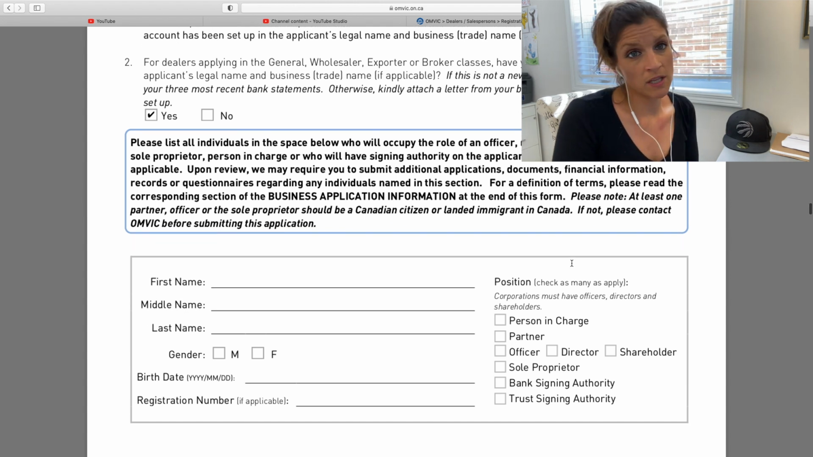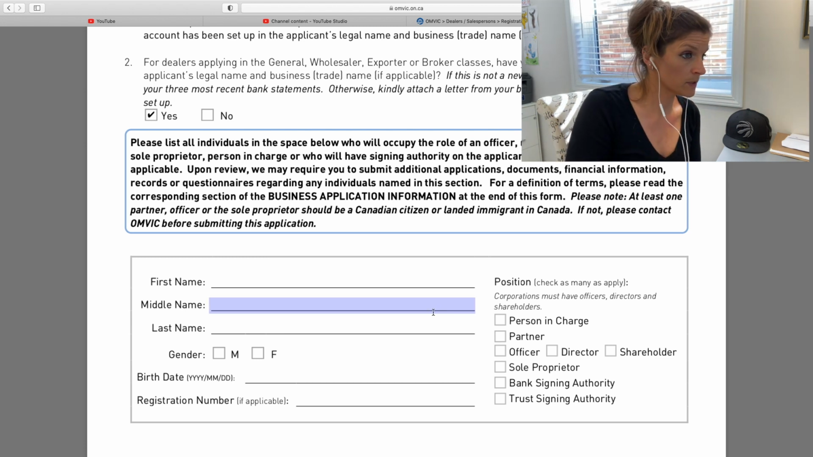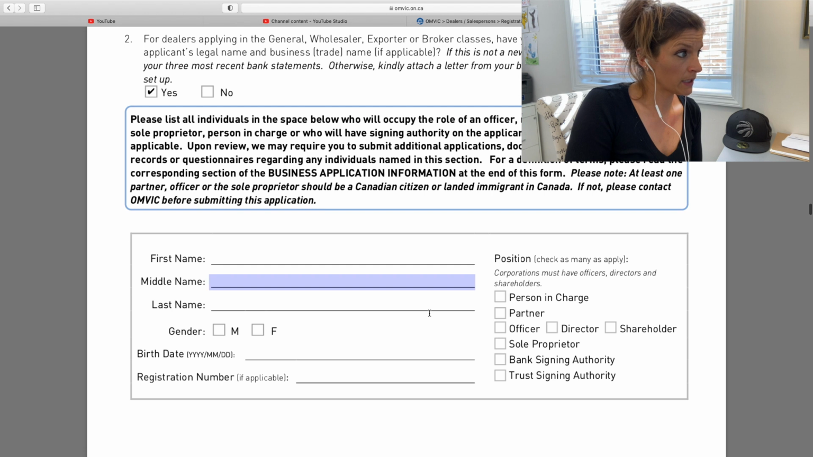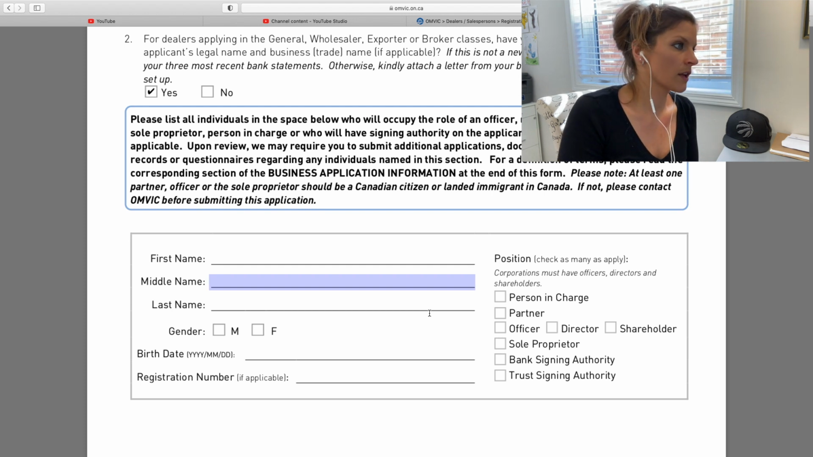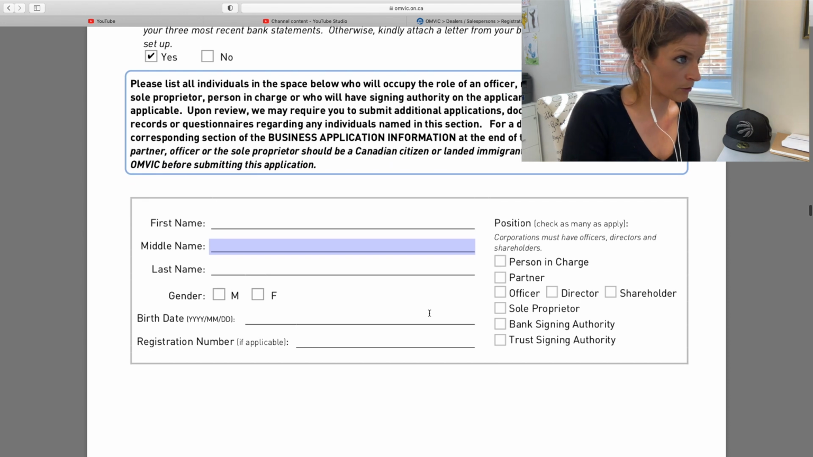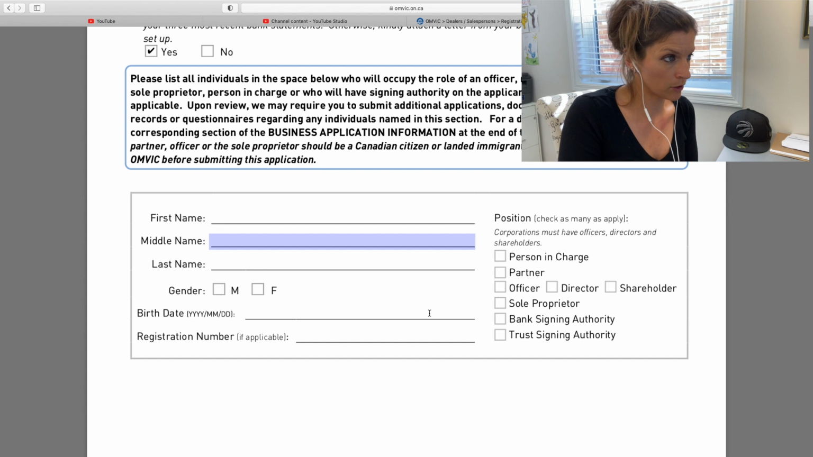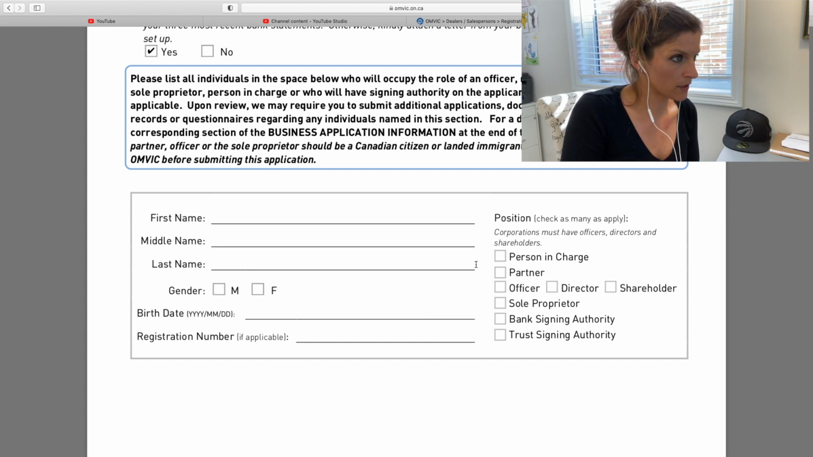And I think I mentioned this in the individual application form, and this is where this information does come. So it's important that at least one partner or officer or the sole proprietor has their Canadian citizenship or is a landed immigrant in Canada, right? So you do that, and you need their registration number if applicable.